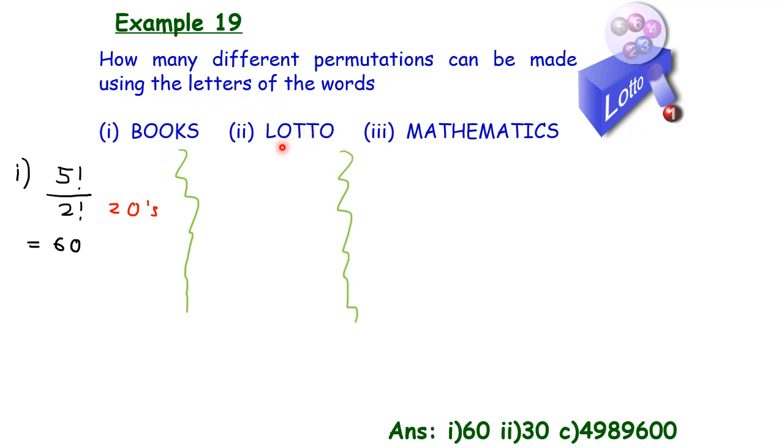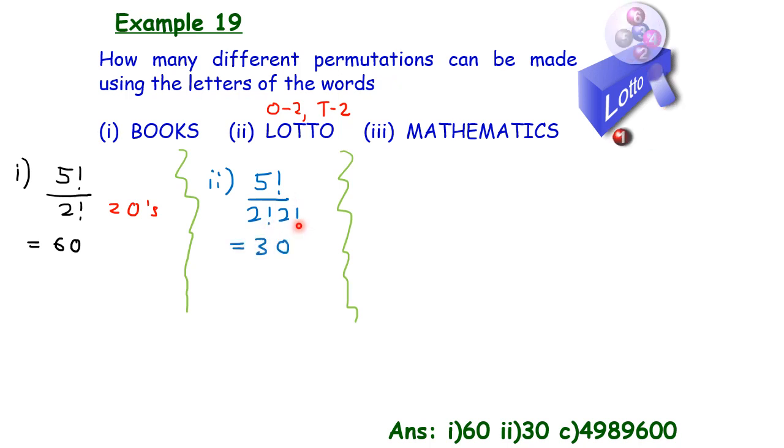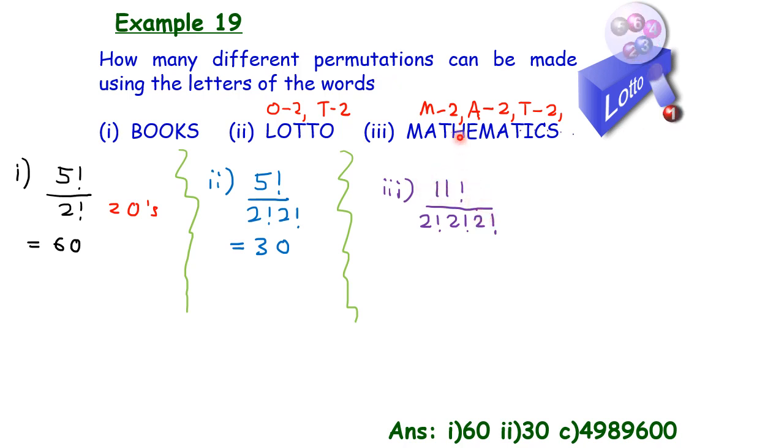And then next, lotto. From lotto, we have 5 letters, with 2 O's and 2 T's. So 5 factorial divided by 2 factorial and 2 factorial, and the number of arrangements is 30. And lastly, mathematics. Mathematics has a total of 11 letters, so 11 factorial. But inside we have 2 M's, 2 A's, and 2 T's, so we divide by 2 factorial for each. The number of arrangements will be 4,989,600.